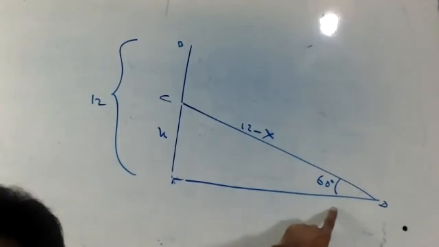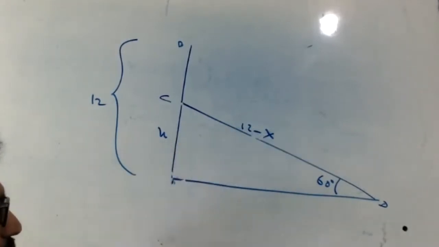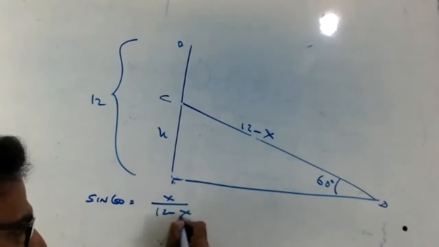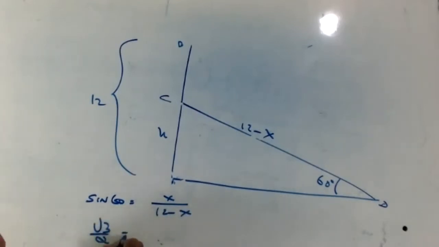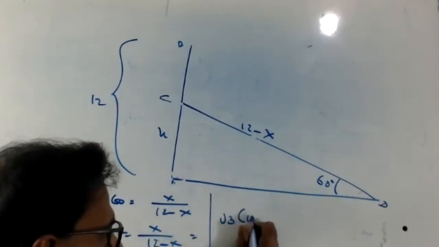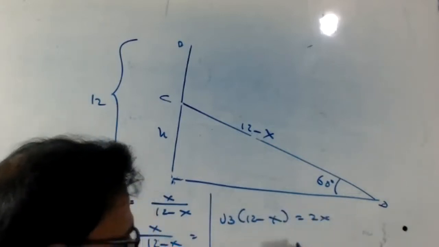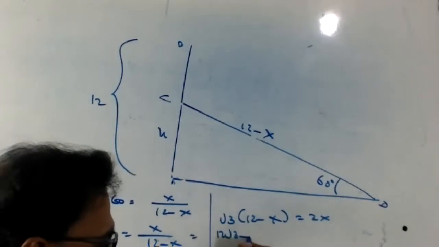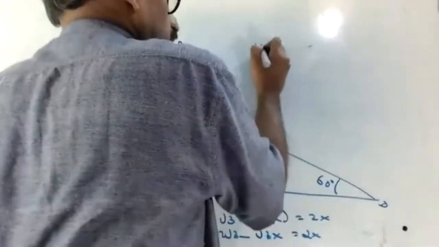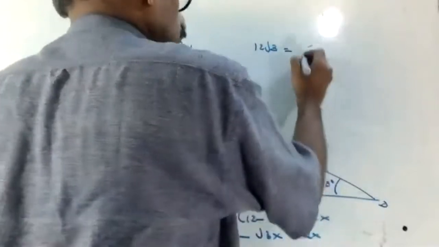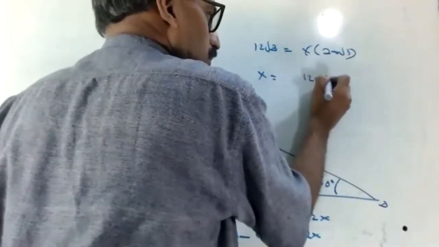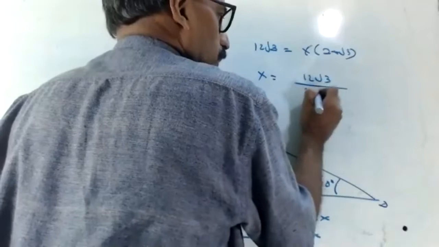This angle is 60 degree. Now connecting these two, sine 60 equal to X divided by 12 minus X. Root 3 by 2 equal to X divided by 12 minus X. That is root 3 into 12 minus X equal to 2X. So 12 root 3 minus root 3X equal to 2X. So that is 12 root 3 equal to X into 2 plus root 3. Therefore X equal to 12 root 3 divided by 2 plus root 3.